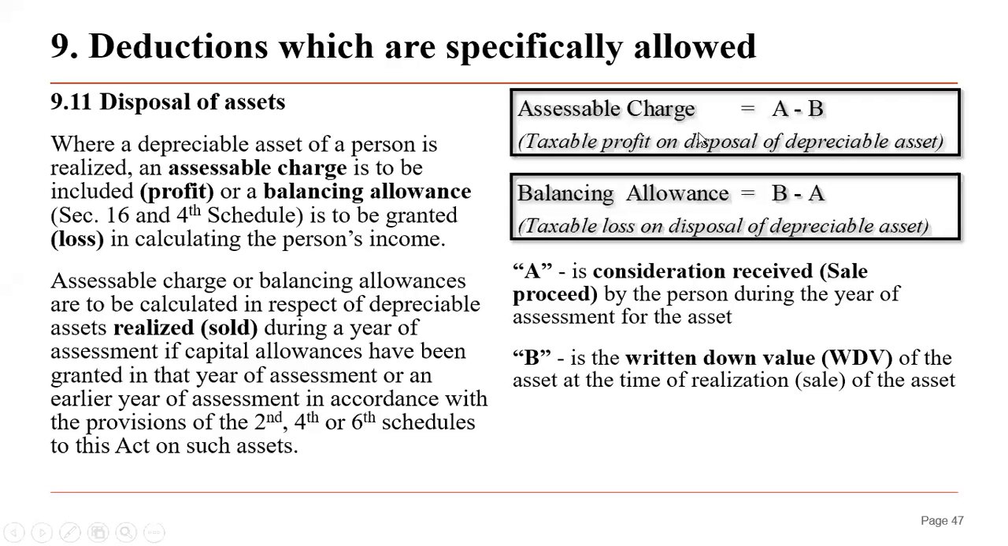Here the accessible charge is A minus B and the balancing allowance is B minus A. Then, how to calculate that.